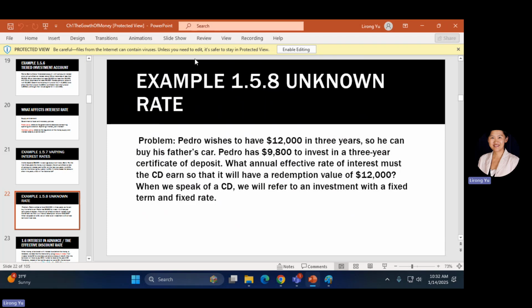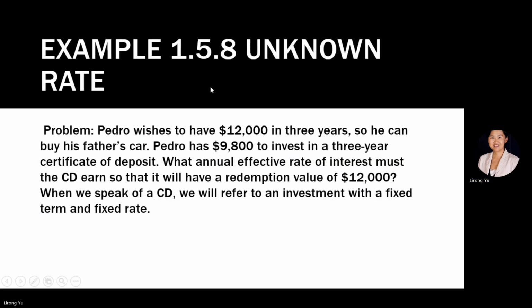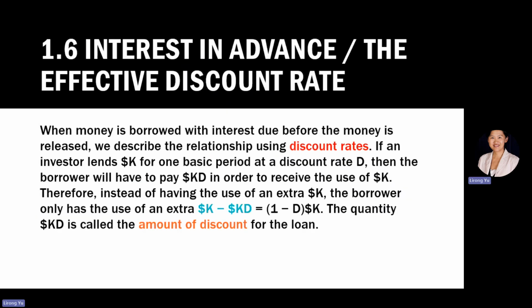Let's talk a little bit about 1.6. Okay, 1.6 is called interest in advance, meaning that we will pay the interest at time 0. We only pay the principal when the time is up for the repayment. And it's also called the effective discount rate. So it's kind of like looking at money from a different perspective. And why do we talk about discount rate? Because sometimes we want to know the present value of things.